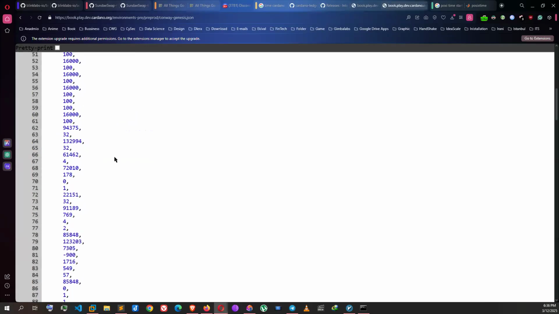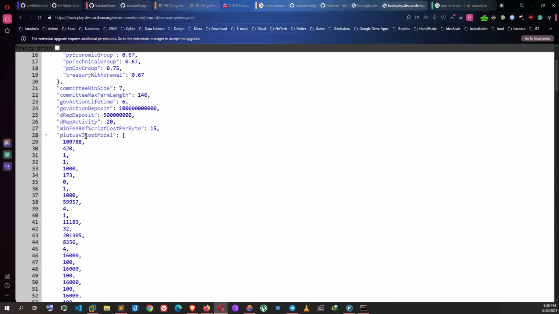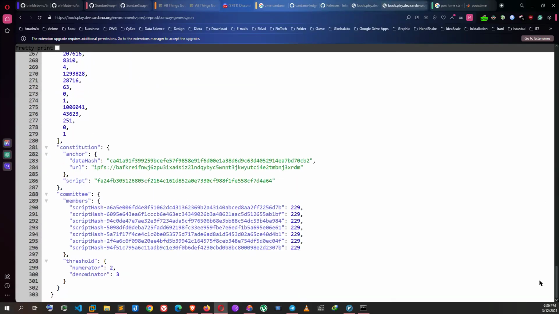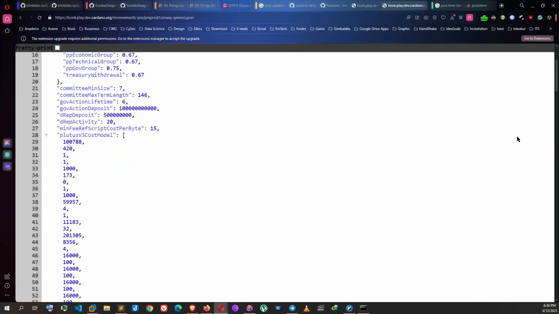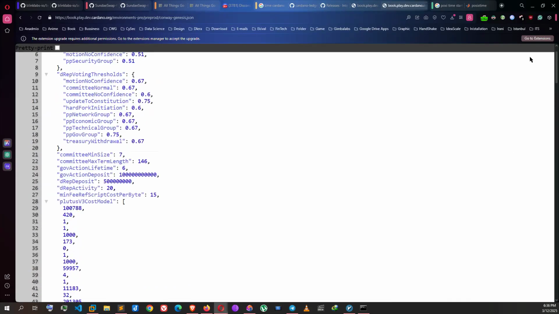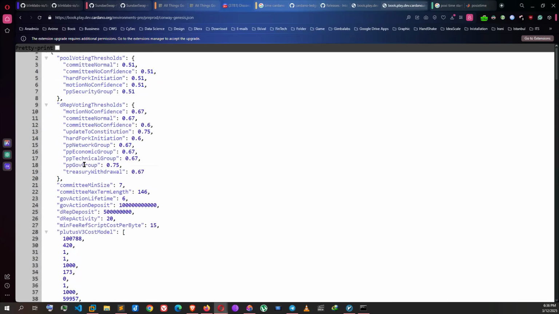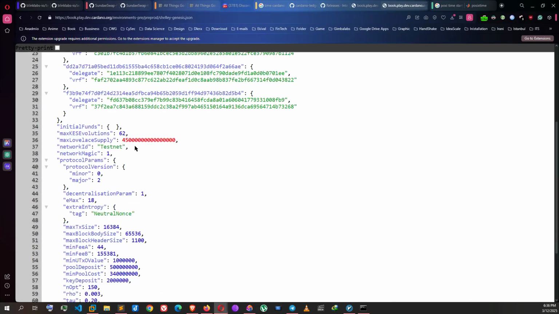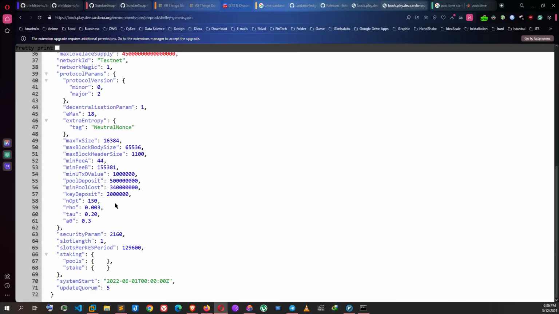you see that there is a lot of stuff, but I'm going to tell you what this is. You remember we talked about how we added a cost model. Don't worry, we'll talk about it, but let's see if we can find the slot duration here. I think it should be in the Shelley Genesis. We are still using Shelley, right? Which becomes slot length, which is 1. Does this mean 1 second now? Yeah, it's 1 second.